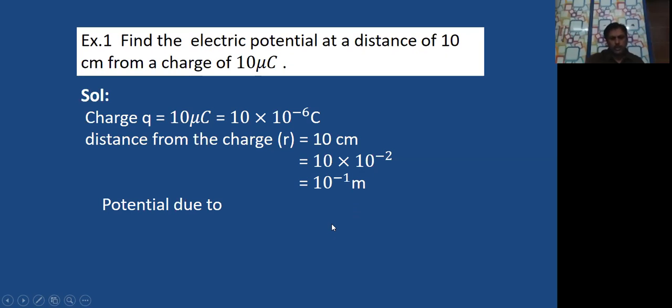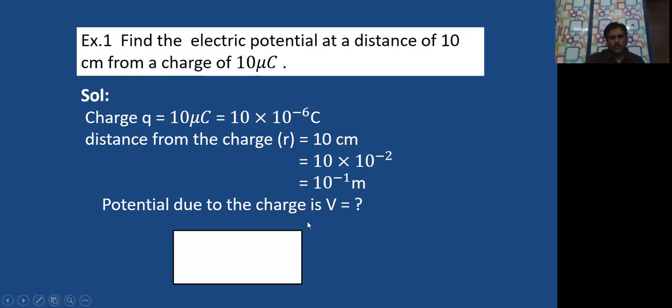What is the question given to us? Potential due to the charge, V, is how much? Very simple question to start with. Just apply the formula, get the answer. I want to make you use the formula so that it gets drilled into the memory. So tell me, what is the formula for potential when charge is given and distance is given? Right, 1 by 4 pi epsilon 0 Q by R. So V is 1 by 4 pi epsilon 0 Q by R.